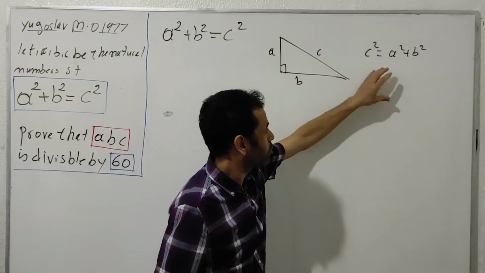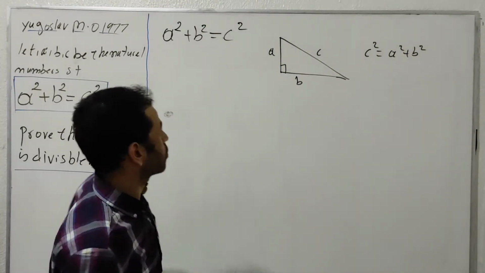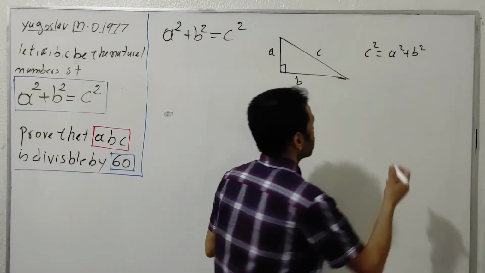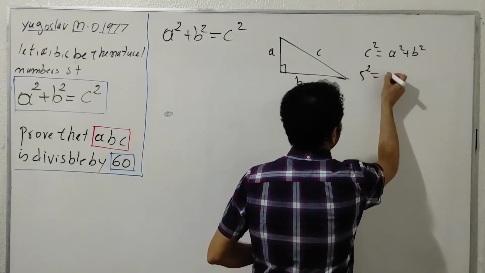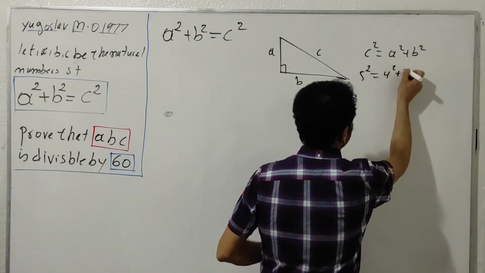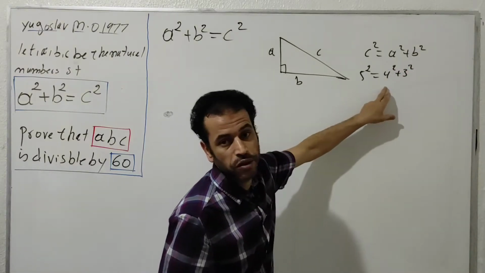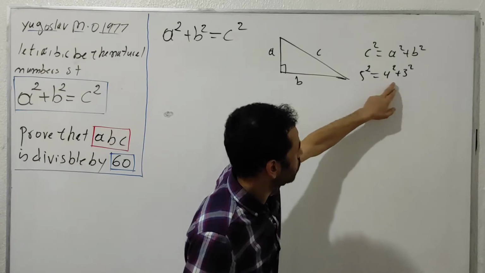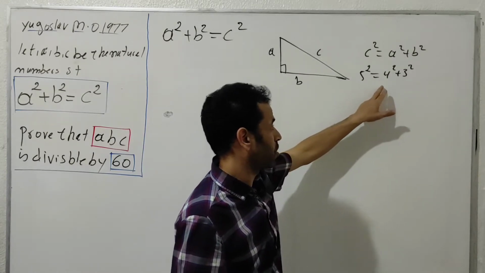Based on this information, I'm going to make the connection between this and our problem, going through examples. Let's take 5 squared equals 4 squared plus 3 squared. For the parity, they have different parity: this one is odd, this one is even, the other one is odd. So it looks like they are not the same in parity.